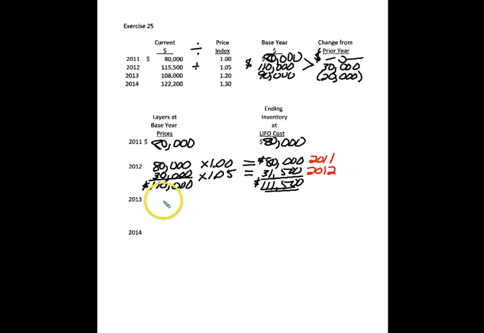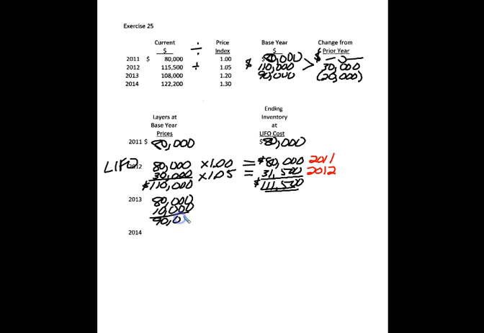So when I go down here to figure out my layers, I have to figure out, okay, if it went down 20,000, which of these two layers do I take it out of? Well, it's LIFO, last in, first out. So I want to take it out of the last in. So in 2013, again, we'll have two layers, but that 20,000 is going to come out of this 30. So 30 minus 20 gives us 10. So only 10,000 of it is left.